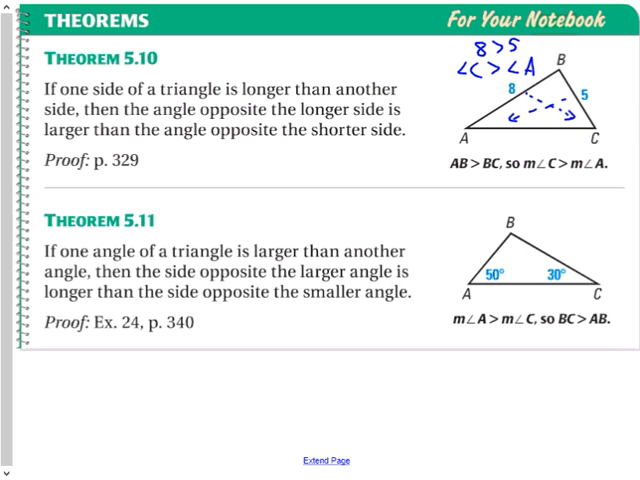Okay? That also works with angles. Same thing here, 50 is bigger than 30, so BC must be bigger than AB. Okay? And that is what we're going to start with today.